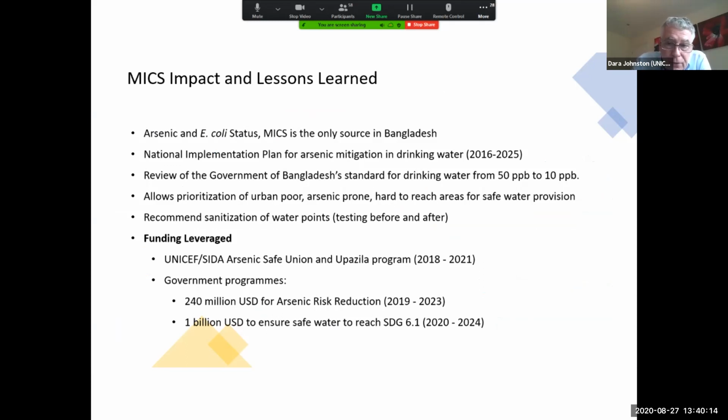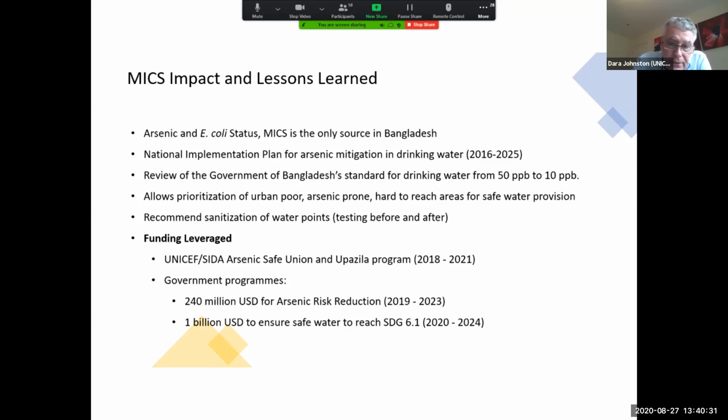The data has been used to target the most at-risk populations across the country. However, it's clear that an additional step of sanitizing water sources and taking a second water sample is critical to identify contamination routes from source to household.